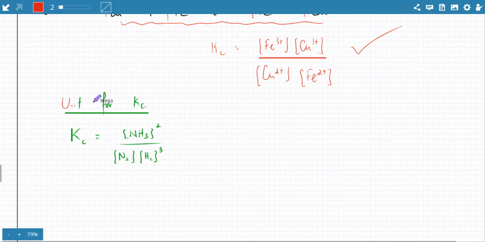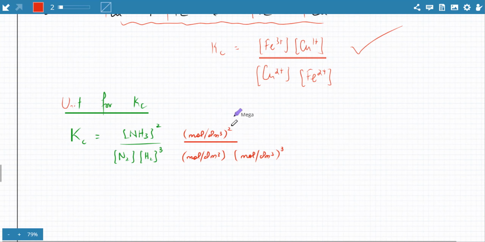What is the unit for concentration? Concentration is mole per dm cube. So the top is going to be mole per dm cube squared. At the bottom, what's the unit for concentration of N2? That's also mole per dm cube. And for H2, the concentration is again mole per dm cube, but this time it's going to be cubed. And you have to simplify this. The only thing is that it's kind of hard to simplify.